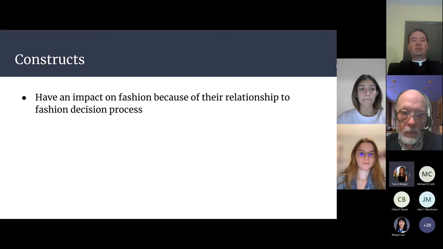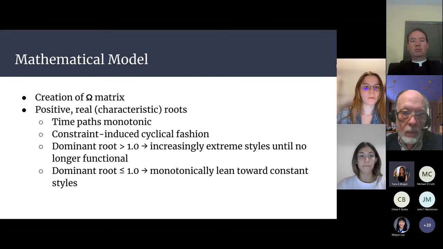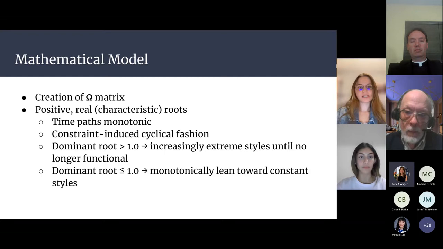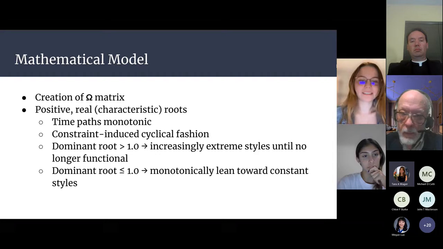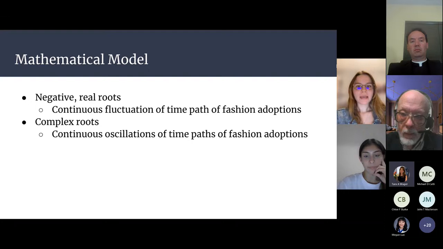And these constructs have an impact on fashion because of their relationship to the fashion decision process, of course. So the mathematical model we're going to use is the creation of the Omega matrix, and it has positive and real characteristic roots. So these kinds of time paths are monotonic, and there are constraints which induce cyclic fashion, and there's the dominant root, and increasingly extreme styles are no longer functional, and there's the monotonic lean toward constant styles. So there are negative real roots as well, which is the continuous fluctuation of the time path of fashion adoptions, and the complex roots, which is the continuous oscillations of time paths of fashion adoptions.